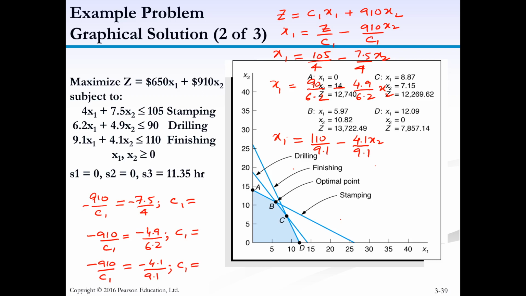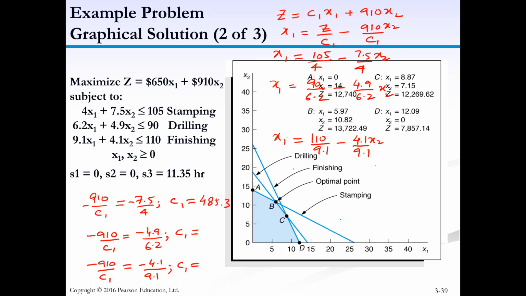All right, let's use the calculator to find out. So we have 910 multiplied by 4 divided by 7.5. We get 485.3.